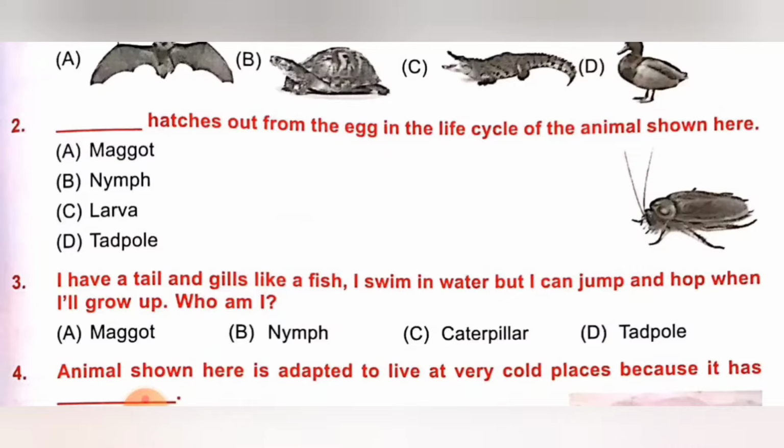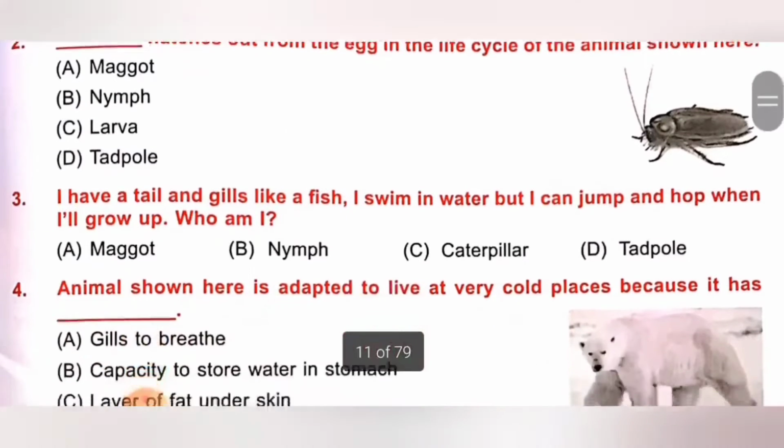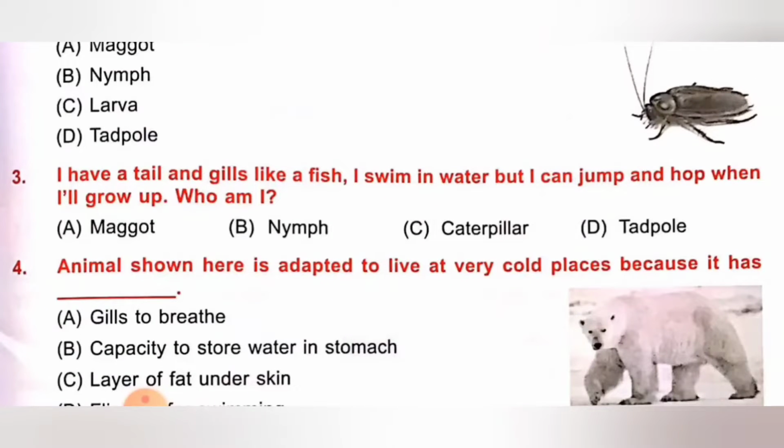Third one. I have a tail and gills like a fish. I swim in water, but I can jump and hop when I grow up. Who am I? Option A, maggot, B, nymph, C, caterpillar, D, tadpole. Tadpole is the young one of a frog. It hatches from an egg in water and has gills and a tail like a fish. But when it grows up, it turns into a frog that has 4 legs, no tail and no gills. As a young one it is like a fish and lives in water; when it grows into an adult, it comes to land. So option D, tadpole, is the correct answer.